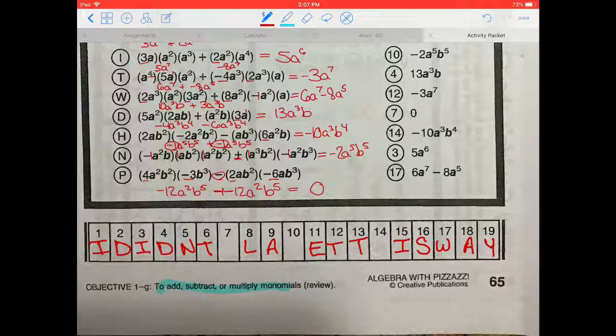Where was I? Okay, negative 10, A cubed B. 14 is H. Negative 2, 10 is N. And 7 is O. Wait, 7 is P. Sorry. The answer is 0. The letter is P. P. Okay.